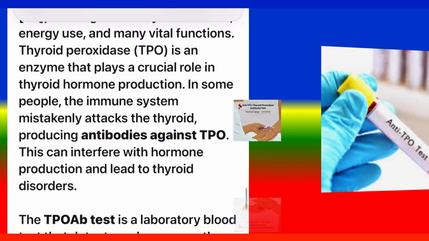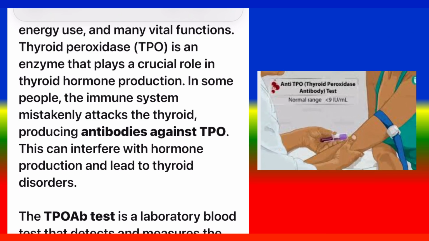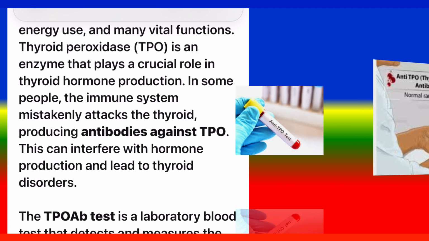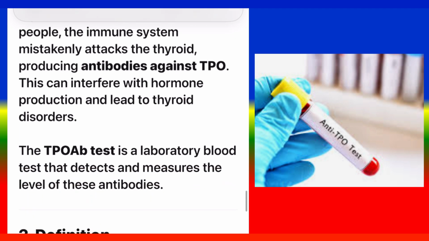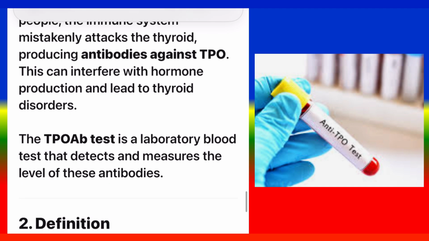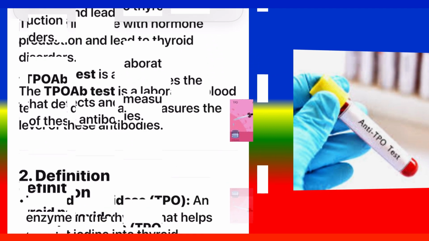Thyroid peroxidase, TPO, is an enzyme that plays a crucial role in thyroid hormone production. In some people, the immune system mistakenly attacks the thyroid, producing antibodies against TPO. This can interfere with hormone production and lead to thyroid disorders. The TPOAb test is a laboratory blood test that detects and measures the level of these antibodies.